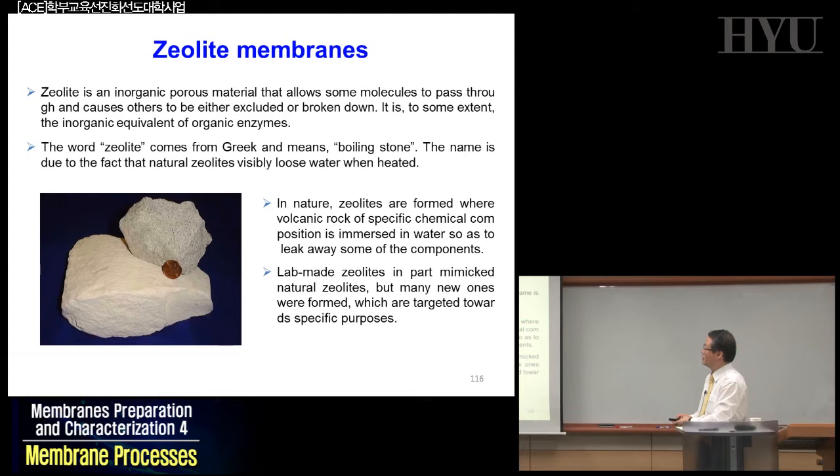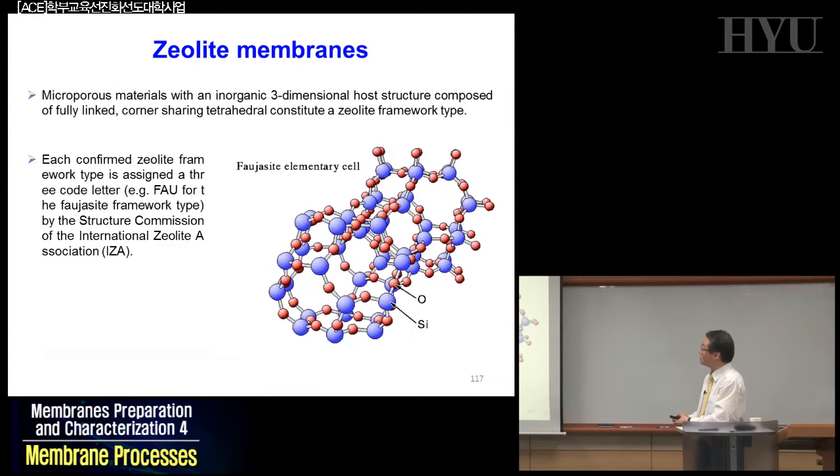The zeolite could be formed where volcanic rock of specific chemicals is immersed in water, so there is a leak. There is water vapor coming from this component. It's called the zeolite, and they can mimic this zeolite. And zeolite is widely used in the chemical reaction engineering courses, and zeolite was manufactured as a catalyst, in fact.